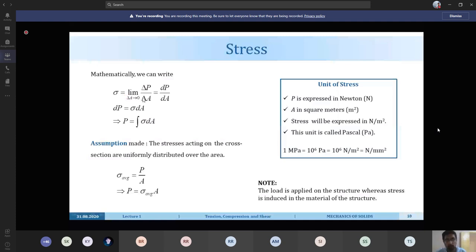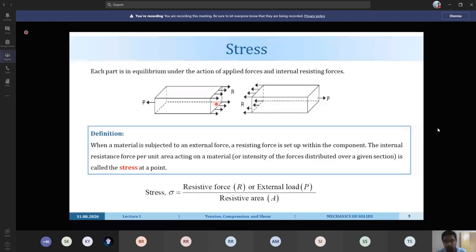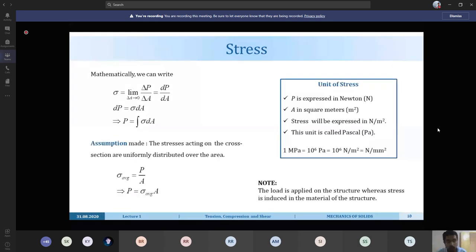So what does this mean? Again coming back to this figure, here we consider a small area, delta A, and we will try to find the load acting on that region. So we take the ratio delta P by delta A, and we assume that this delta A tends to 0, and we will get dP by dA, the theory behind the derivative part, and from that we can find the total load as the integral of sigma dA.